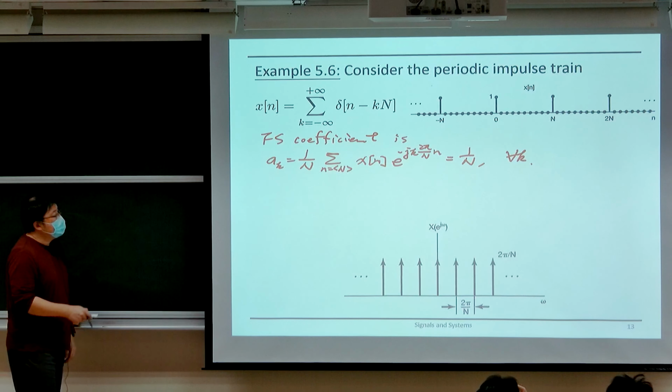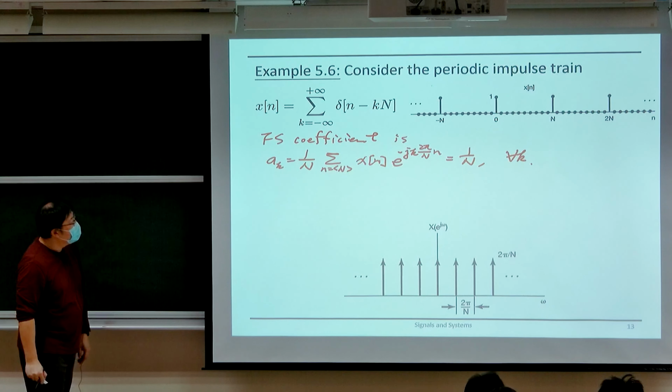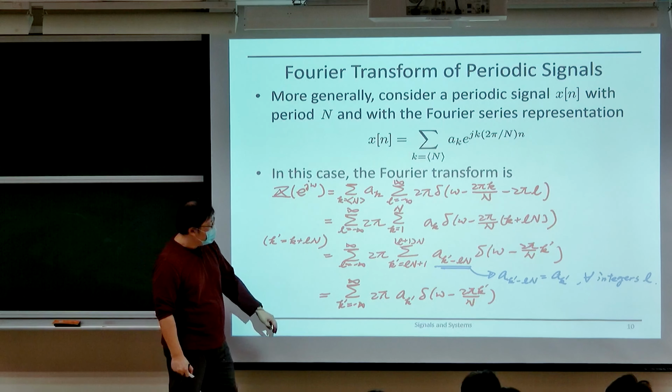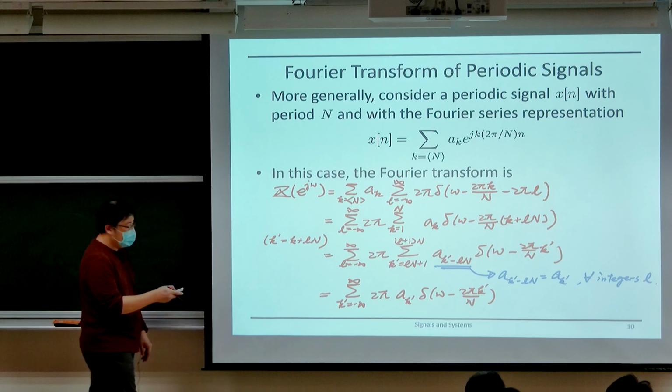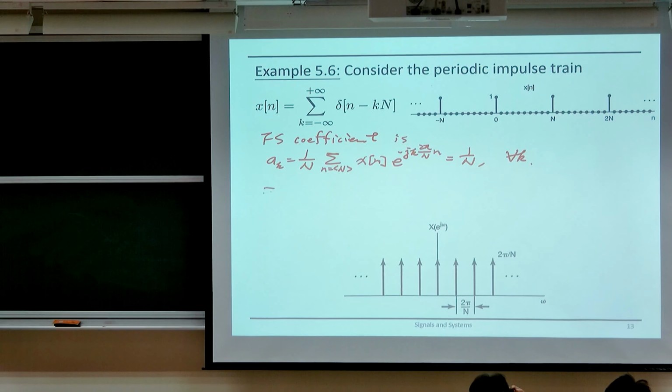So if a_k is equal to 1 over N for all k, therefore if you plug this back into this equation here, then what you have is the spectrum X, that is 2 pi over capital N summation delta of omega minus 2 pi k over N.